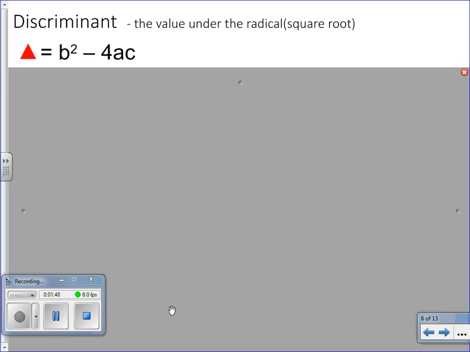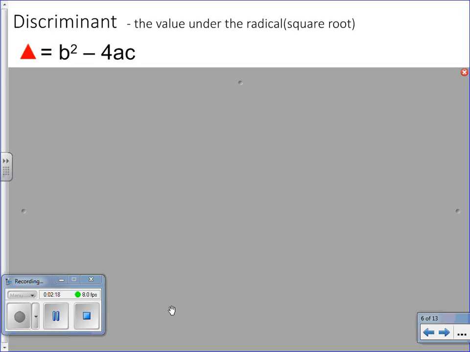Okay, now, this you want to write in your notes. This is called the discriminant. Discriminant is a part of the formula, and it's the part of the formula that's underneath the radical. The radical is the square root. So when you look back at the quadratic formula that you had written down, underneath the square root you have this b squared minus 4ac. Now, that's called the discriminant.